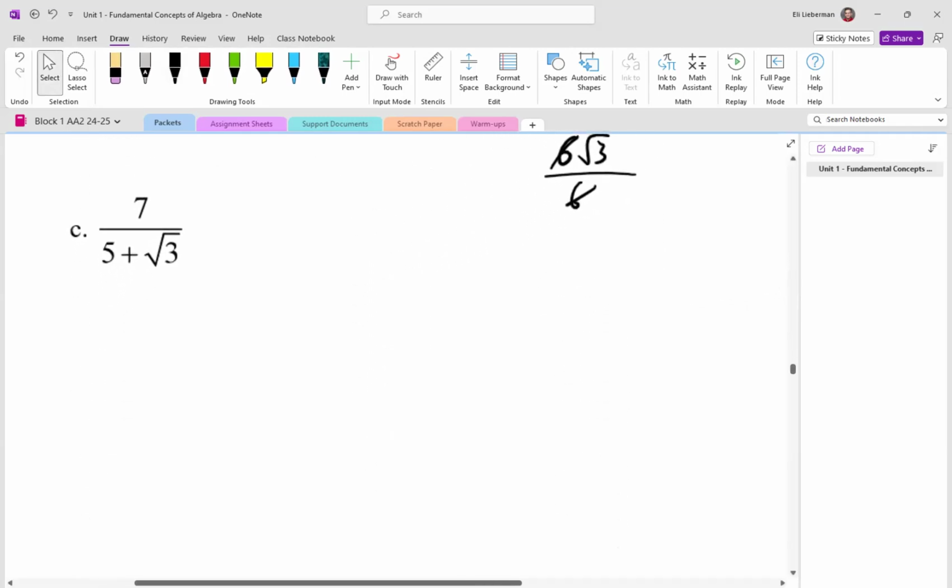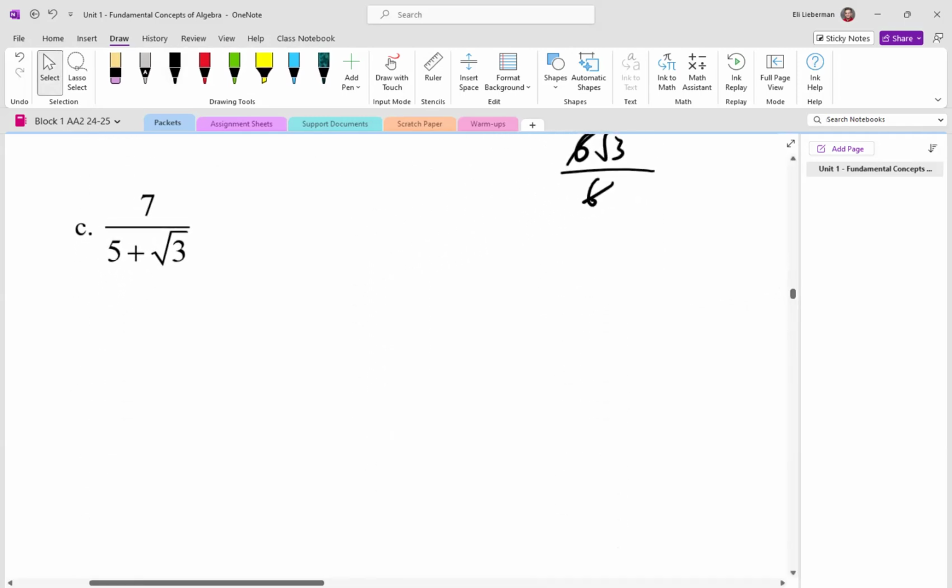Okay, for C, before you write anything, would you just check in with your neighbor to see if you remember what to do here, how to rationalize it? Do you remember?